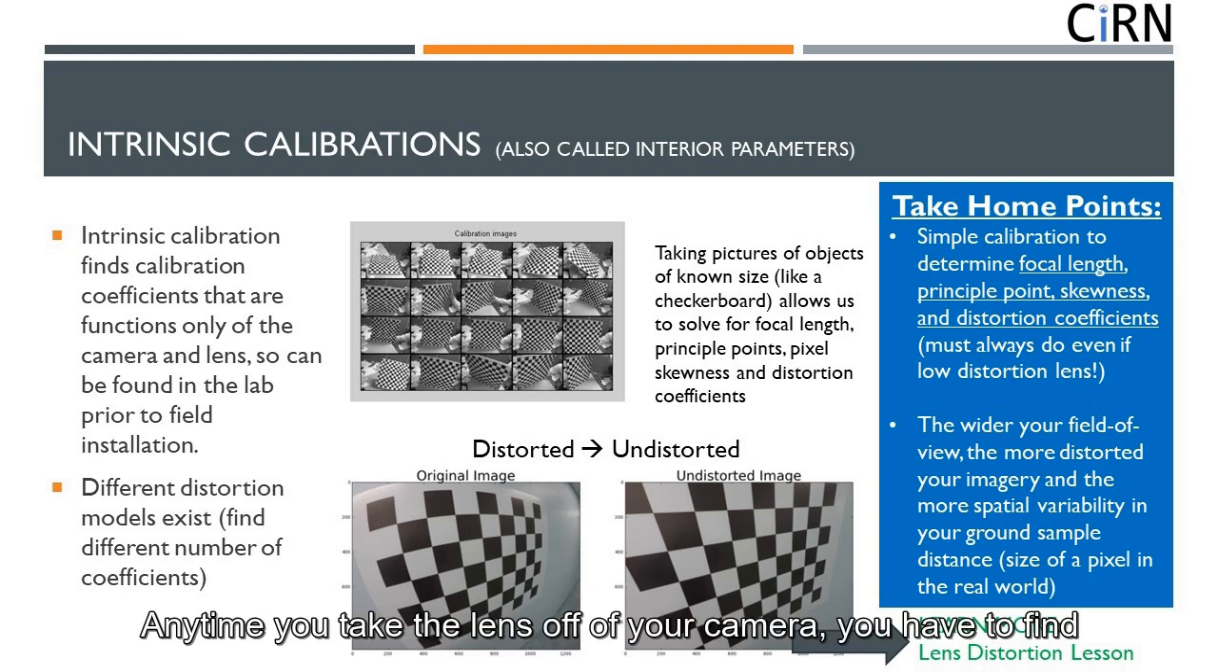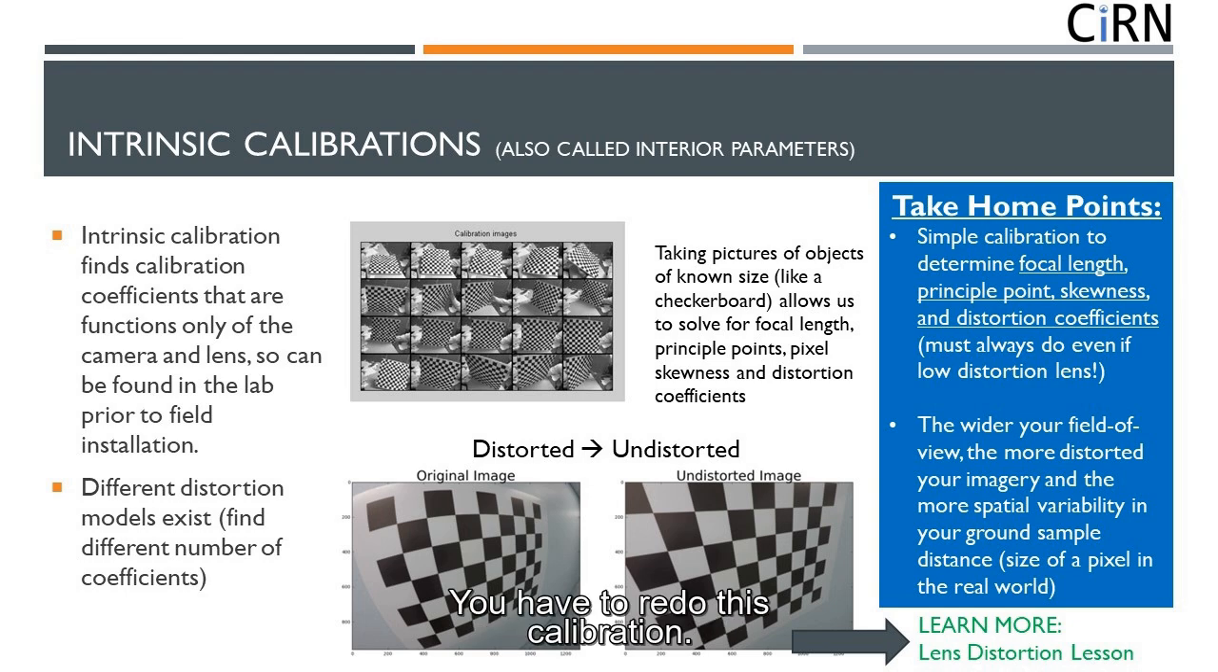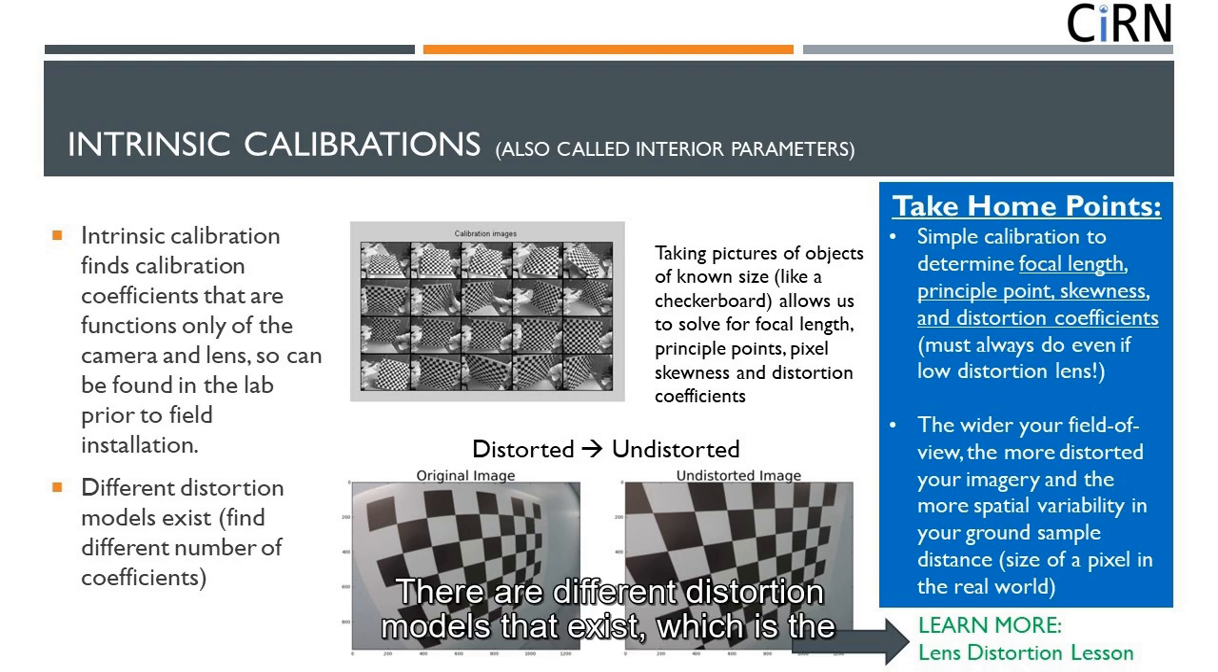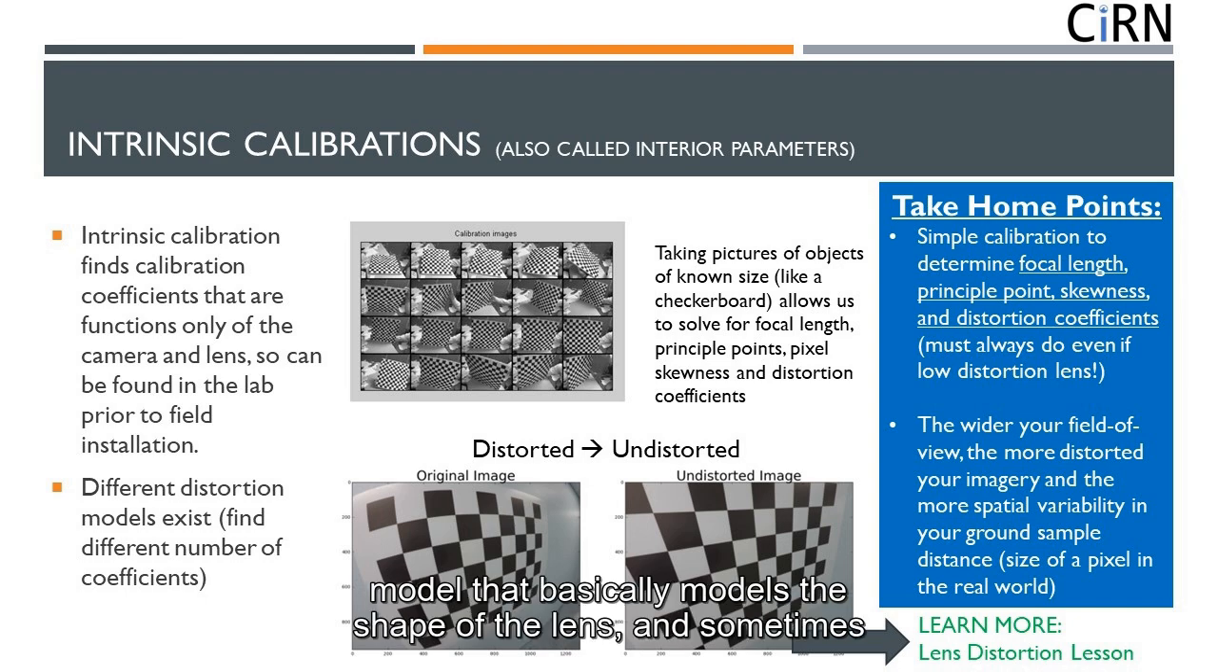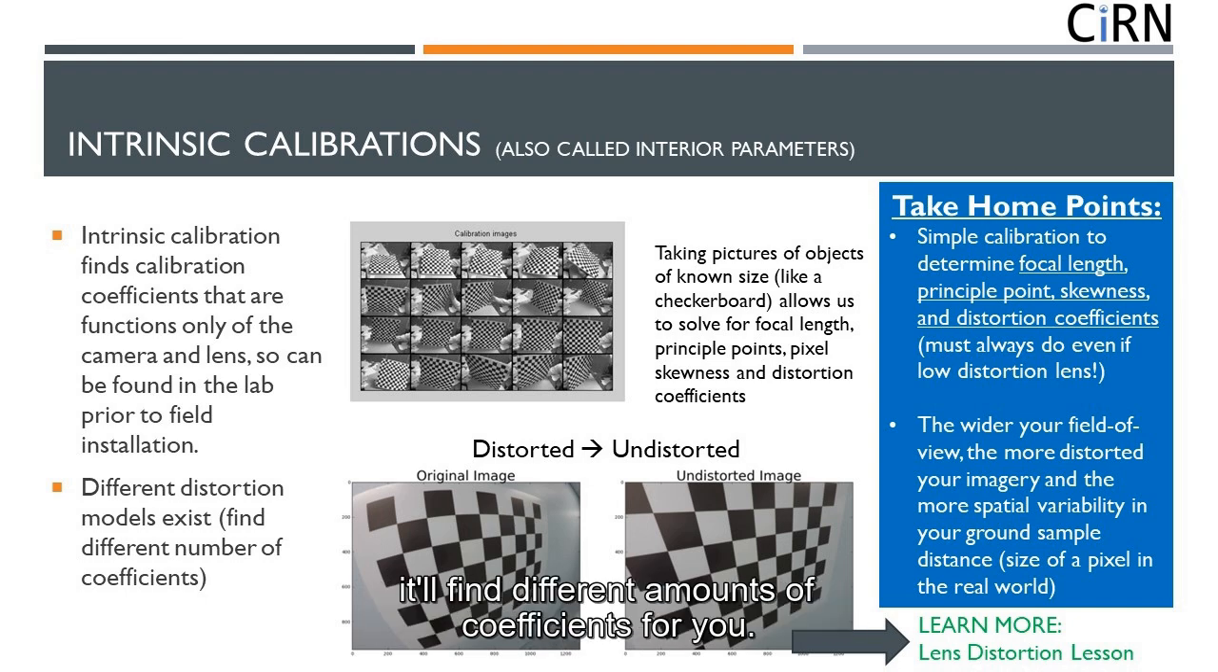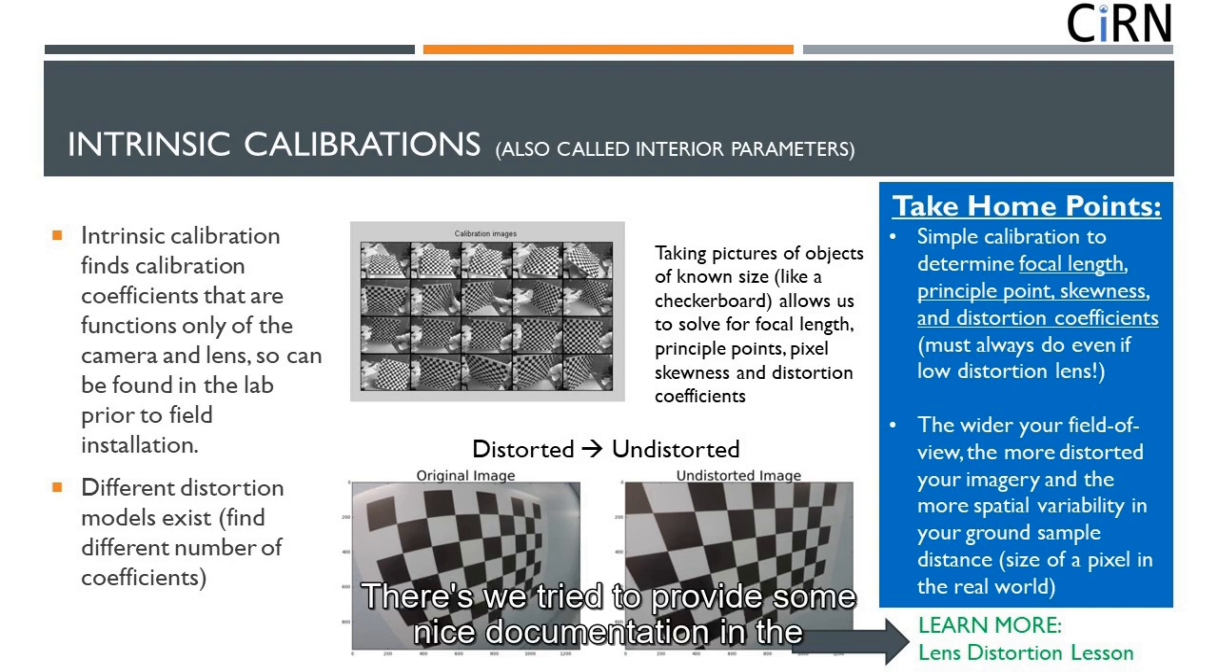Anytime you take the lens off of your camera, you have to put it back on, you have to redo this calibration. There are different distortion models that exist, which is the model that basically models the shape of the lens, and sometimes it'll find different amounts of coefficients for you. We tried to provide some nice documentation in the toolbox that talks about what we use.